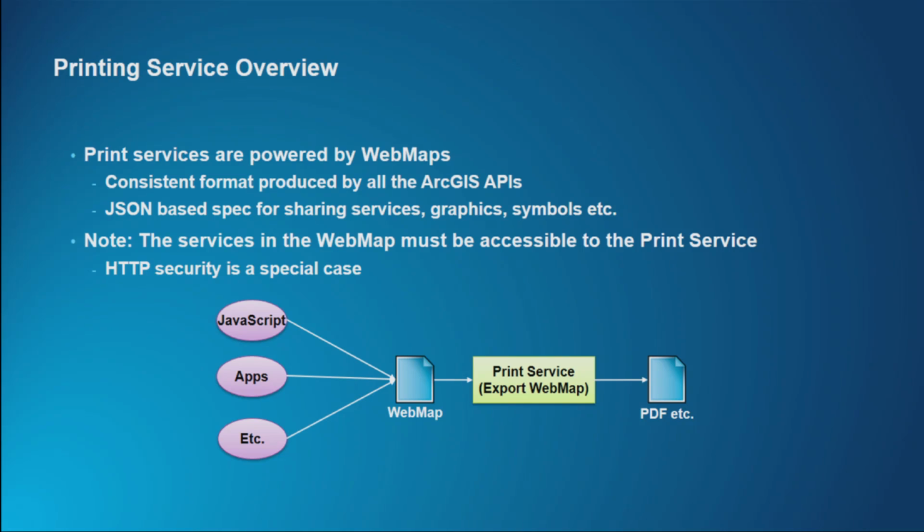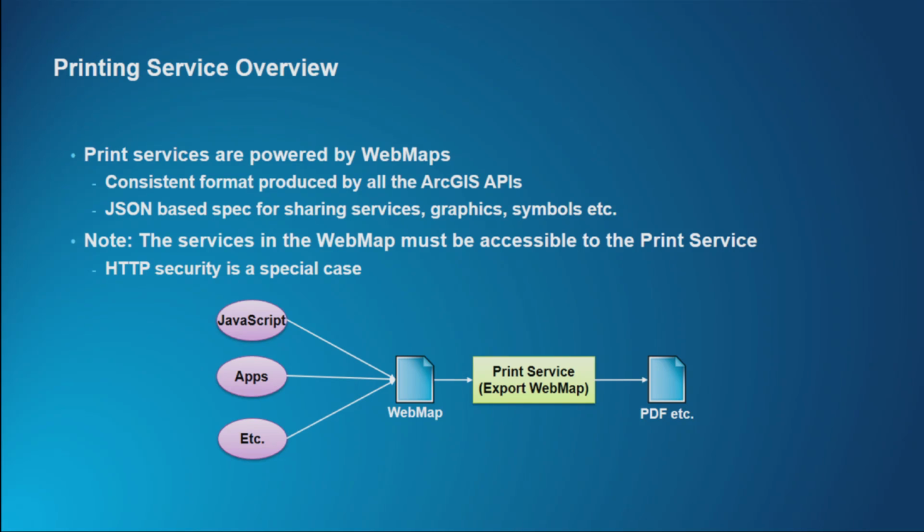One thing to take note is that services in the web map must be accessible to the print service. So if you're calling a print service on a server and that server can't see your services, it's not going to be able to print them. And HTTP security is one of the trouble spots with this, because we don't have a very great way to handle that particular case.